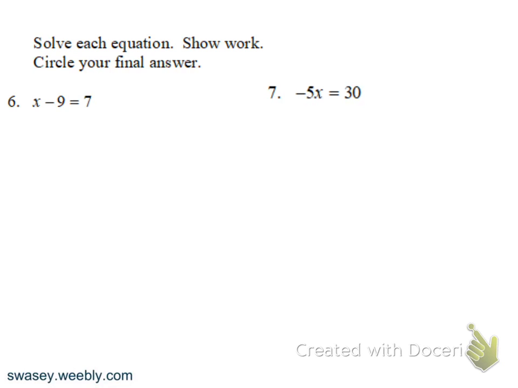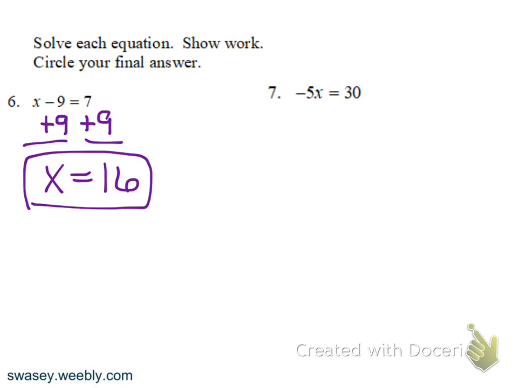Solving these one-step equations on 6 and 7. To get rid of -9, add 9. And so x is 16. To get rid of multiplying by a -5, divide both sides by a -5. And so we get x equal to -6.